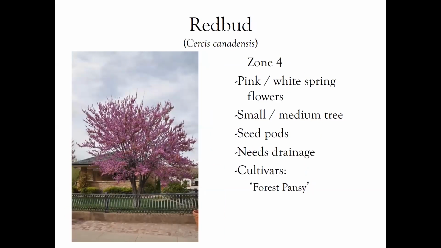Redbud, Cercis canadensis. The most popular cultivar of this one is Forest Pansy, and it gets a nice reddish leaf color in the summer. But it has pink or white spring flowers, mostly pink. It's a small tree, suitable under power lines. It does get seed pods. It is in the pea family, legumes. So it does get seed pods that look like peas. It needs good drainage. It does not handle wet feet. It is quite drought tolerant, and I've seen it used a lot as a street tree.